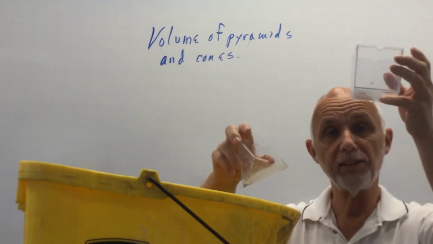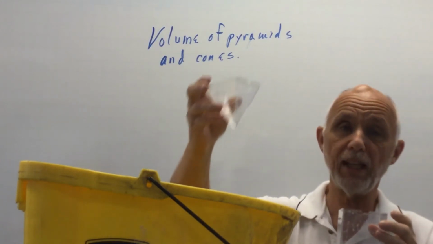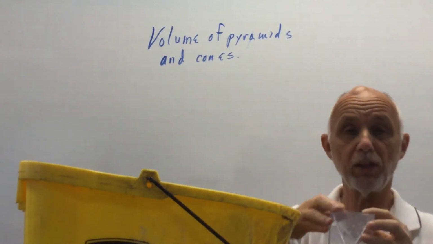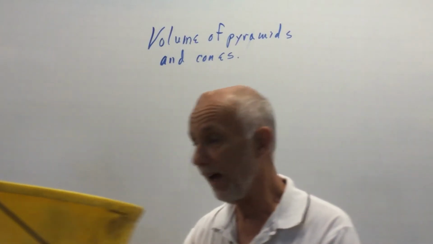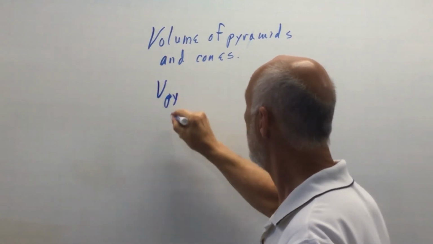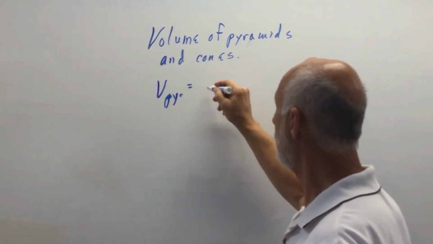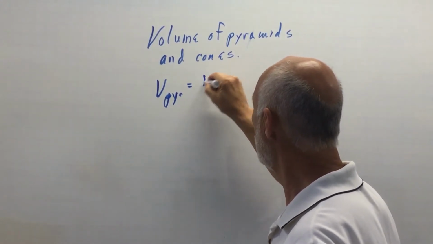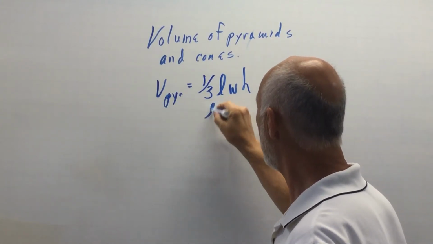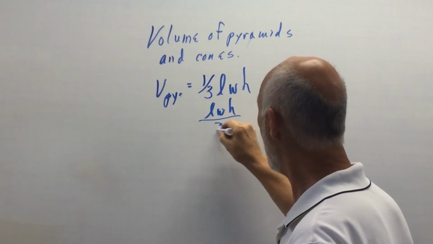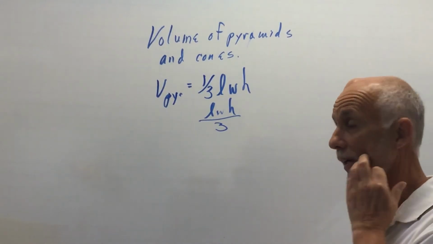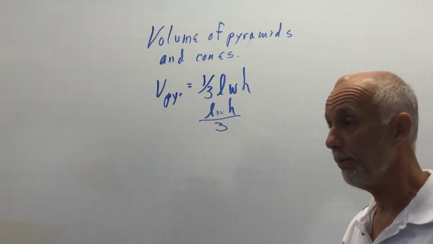So if I know how to find the volume of this, how could I find something that's 1/3 of that? And that would be either take 1/3 times it, or you could divide by 3. So the volume of a pyramid, okay, you could say it one of 2 ways. 1/3 times the length times the width times the height. Or you could say length times width times height divided by 3. Because to take 1/3 of something, you divide it by 3. So that's the formula for volume of a pyramid.